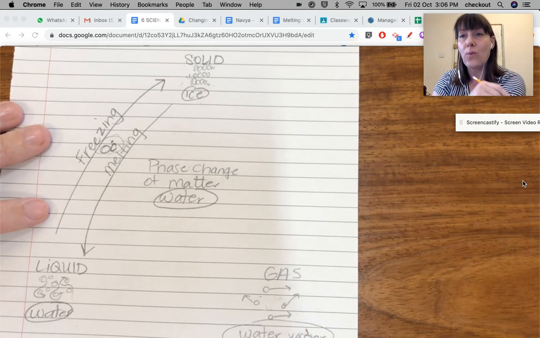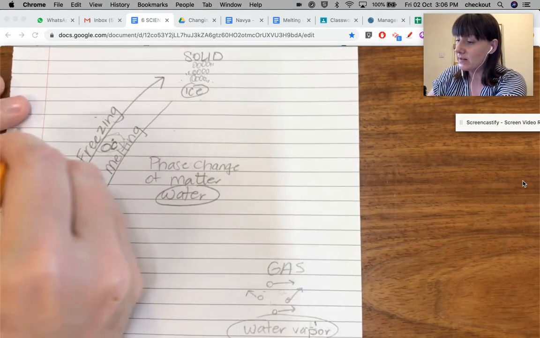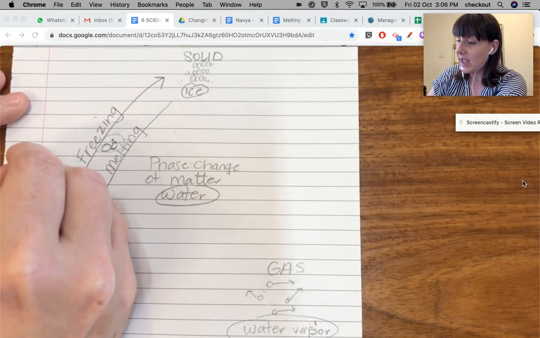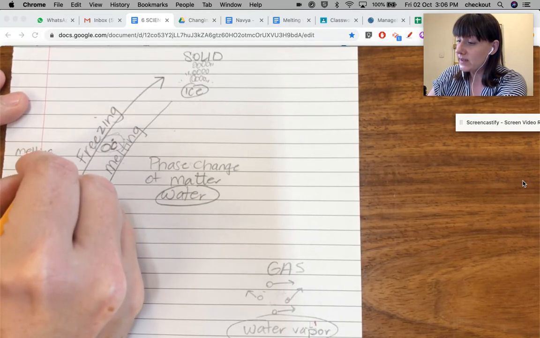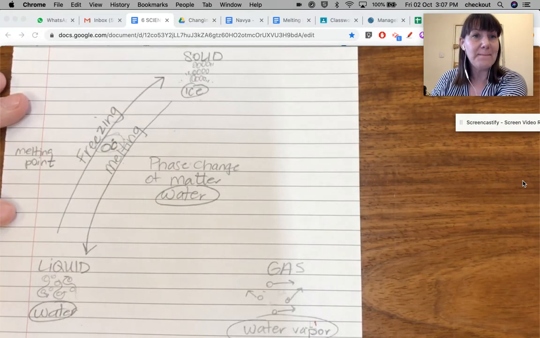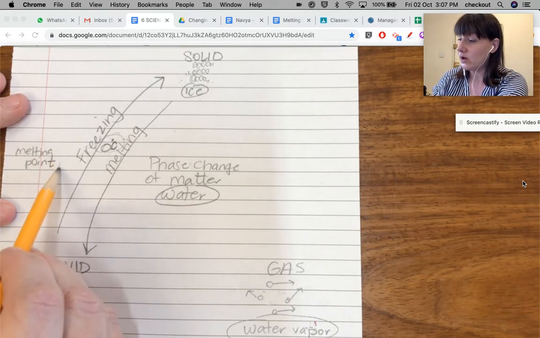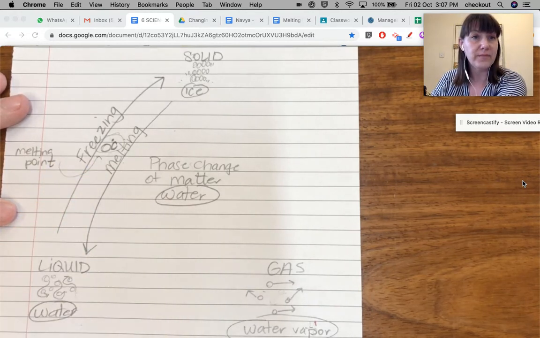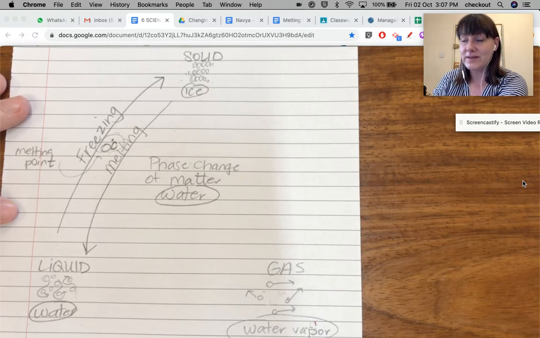Now, this is true for water. Different substances have different melting points. And so we call this right here a melting point, MELTING point. We call that a melting point. And I'll just draw a little arrow there. All right. Different materials have different melting points.